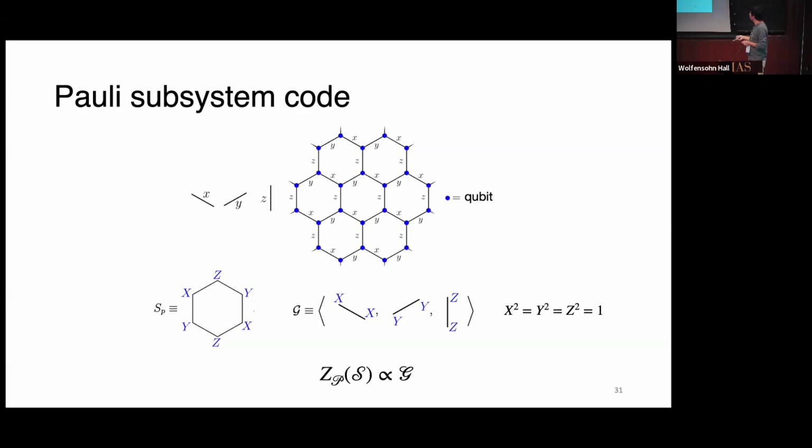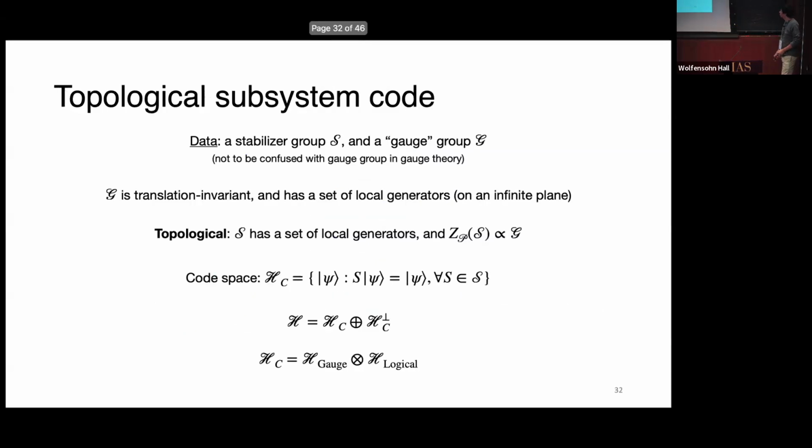Okay, so this example of a subsystem code, it's in the sense that the stabilizers are not really sufficient to completely specify the state. There are still other states represented by which are representations of this algebra. All right, so that's an example of a Pauli subsystem code, and here's the formal definition.